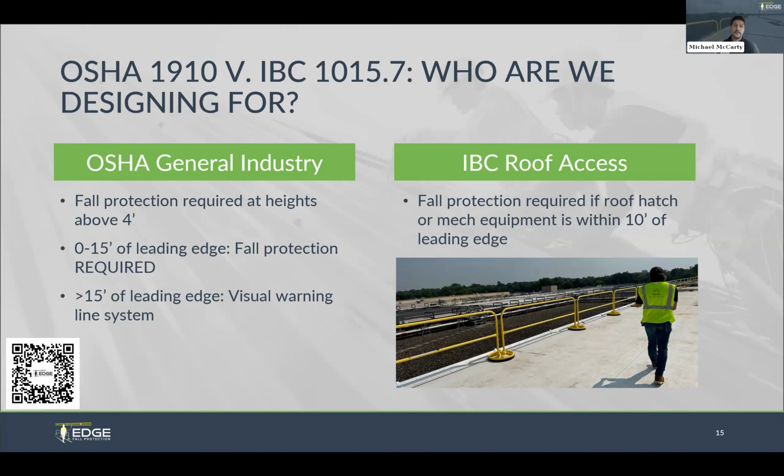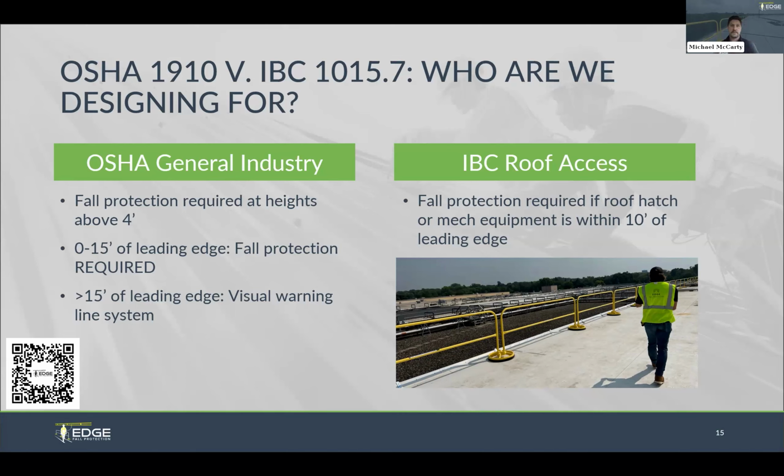IBC on the other hand, fall protection is required if the roof hatch or mechanical equipment is within 10 feet of the leading edge. So if you're an architect, you're designing a building, your roof hatch is 12 feet away from the edge. In order for the occupant to get their COO, their certificate of occupancy, they're going to look at the IBC and they're going to say, hey, this roof hatch is 12 feet away from the edge. You don't need to provide fall protection here.